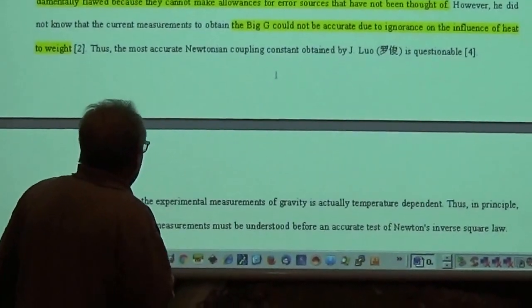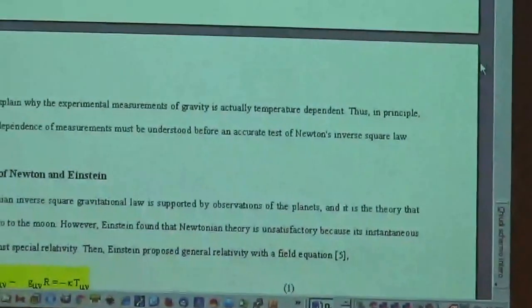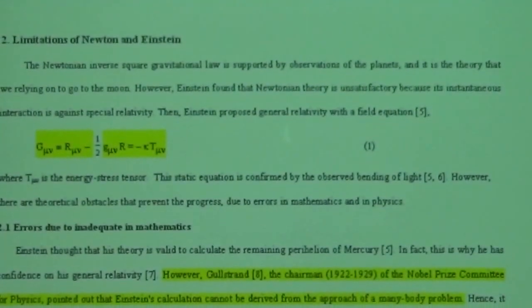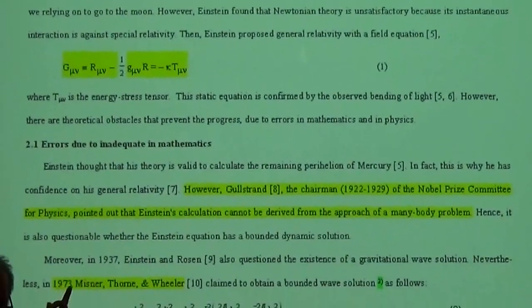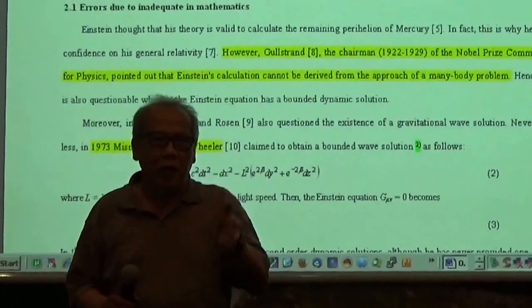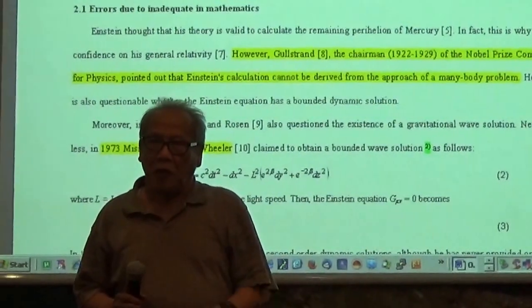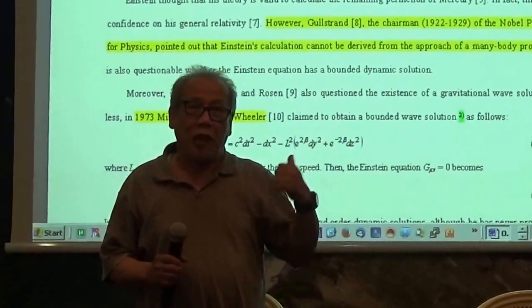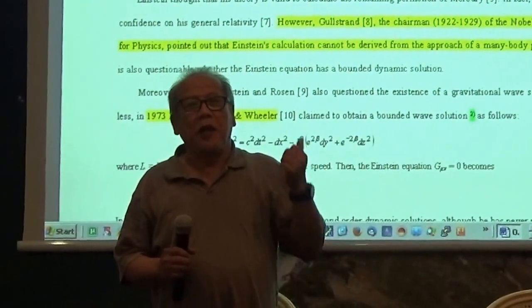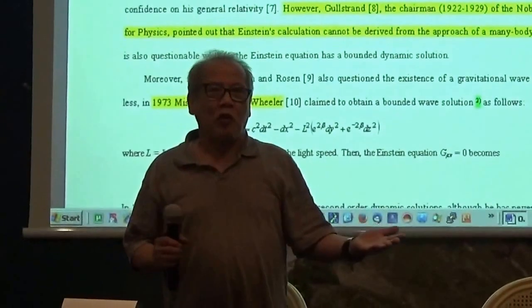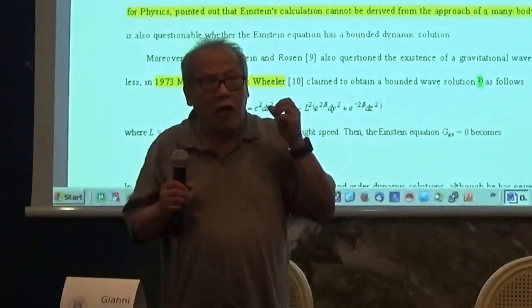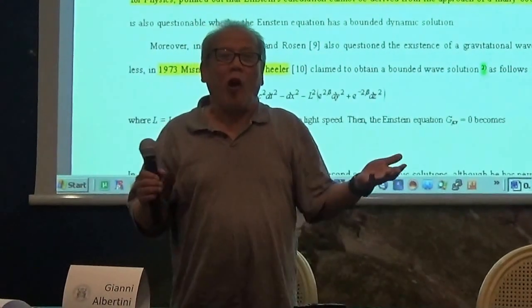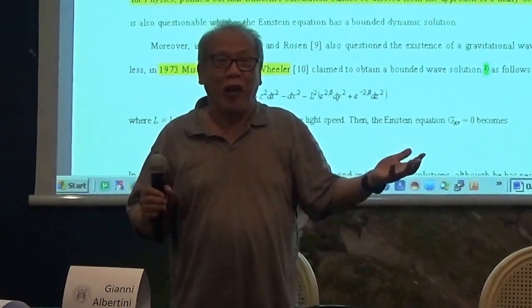Now I explain why it's a problem. First of all, you have to deal with Einstein's equation. Everybody knows Einstein didn't get the Nobel Prize because of general relativity. Why? Because his equation is not right. Why is it not right? Because his equation has no dynamic solution. Einstein thought he got a dynamic solution. That was wrong, because his mathematics was not good enough.